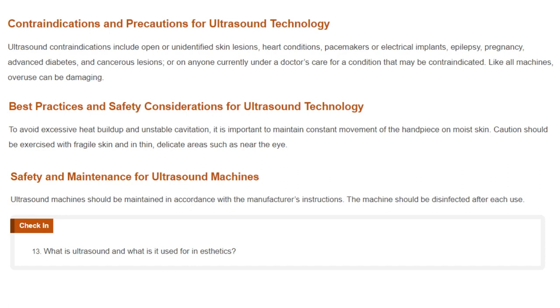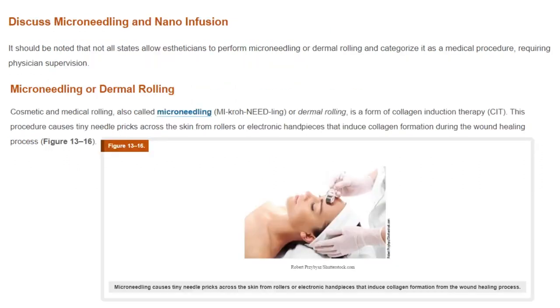Safety and maintenance for ultrasound machines. Ultrasound machines should be maintained in accordance with the manufacturer's instructions. The machine should be disinfected after each use. Check in. What is ultrasound and what is it used for in aesthetics? Discuss microneedling and nanoinfusion.